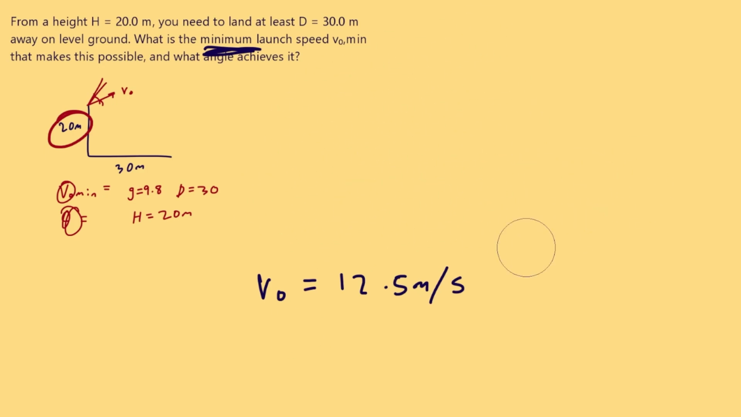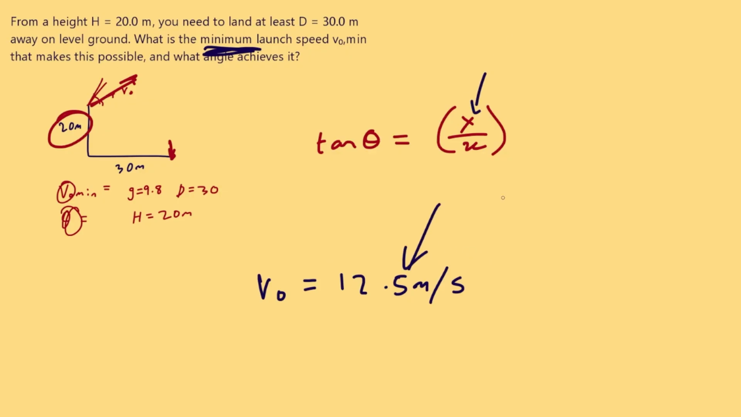But we're not done. This is the hardest part complete. We found the minimum launch velocity so that we can land 30 meters away. But what is the launch angle? You might say, oh, well, we can find the launch angle with this formula, which we used earlier. And this would be easy, right? We just have to find the components of our velocity and plug it in here.